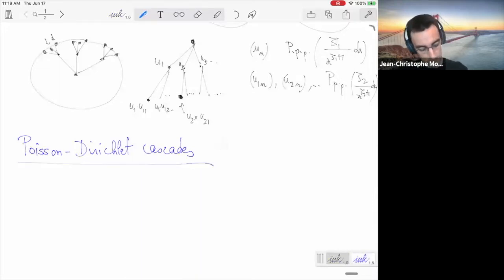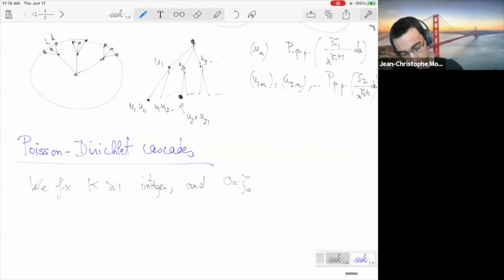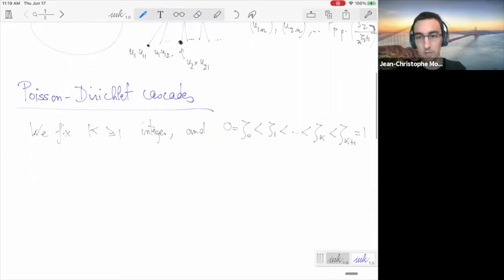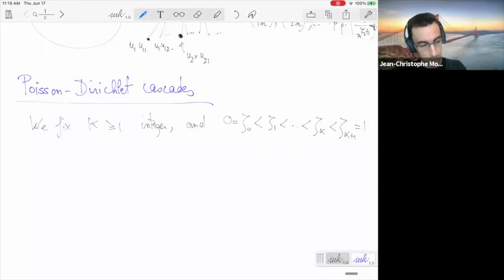All right, so yeah, we fix some integer k. And I'm going to also choose these exponents, zeta 1 up to zeta k. I said zeta 0 equals 0 and zeta k plus 1 equals 1. I'm not sure if I will actually use this, but at least the relevant parameters are zeta 1 to zeta k. And so now we go through these levels and we define these Poisson point processes.